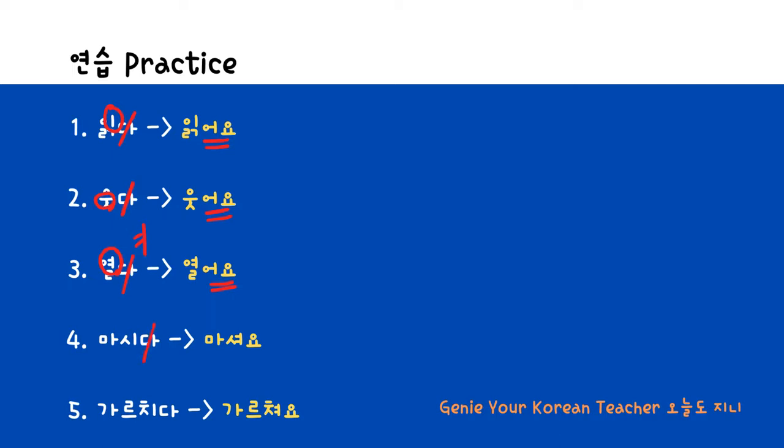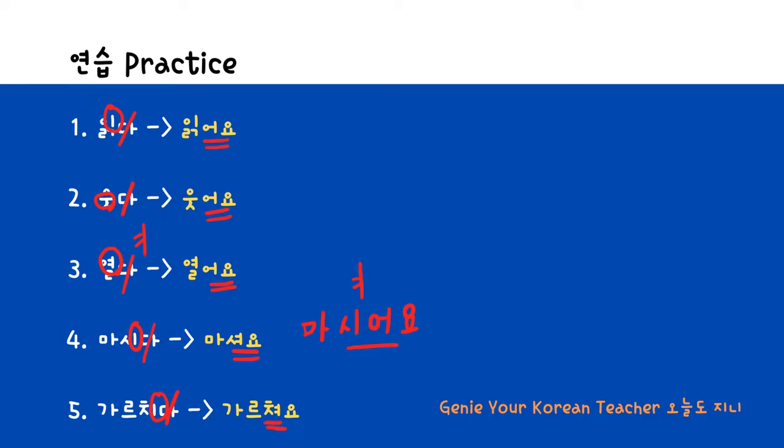마시다, take out 다. It ends with ㅣ, so it will be 어요. 마시어요. But when you read these two really fast, it becomes 여, so it can be 마셔요. And 가르치다, same as 마시다. You can make it the shortened form, 여, 가르쳐요.